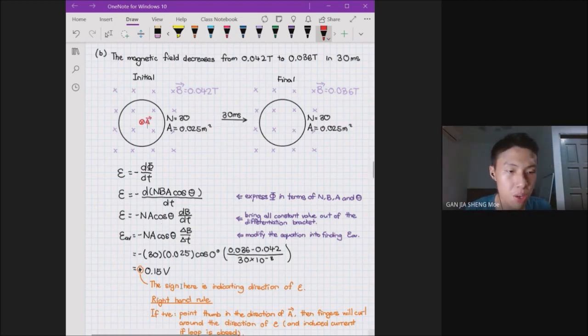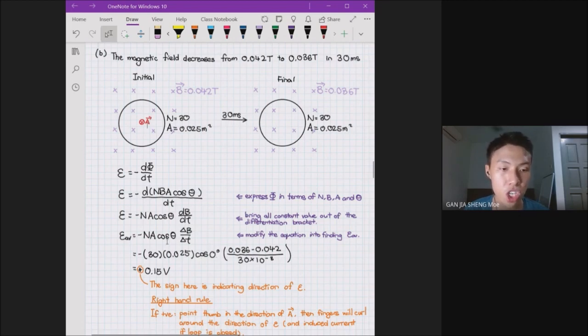So right now, we are going to change this dB/dt here to become delta B over delta t. Now only can you substitute the numerator and the denominator separately. If it's dB/dt, you substitute one single value to represent dB/dt, and it's the gradient of the B-t graph. So you substitute in N equals 30, A equals 0.025, and the angle between the magnetic field and the area vector is still 0 degrees because they are pointing in the same direction.